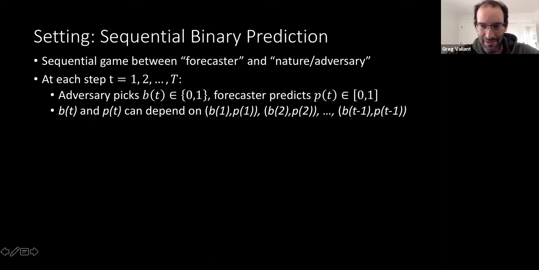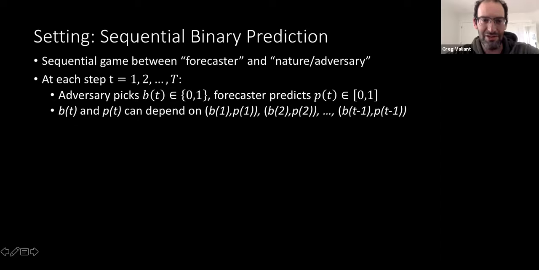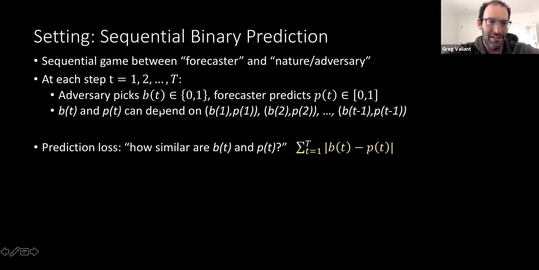Think of this as, is it going to rain today or not? Simultaneously, the forecaster, us, is going to output some probability, which should correspond to a prediction about the probability that it's going to rain today. Crucially, both nature's choice of whether it rains or not, as well as our prediction, will depend arbitrarily on all of the history up through yesterday. So in this sequential prediction game, every day nature picks a binary outcome.